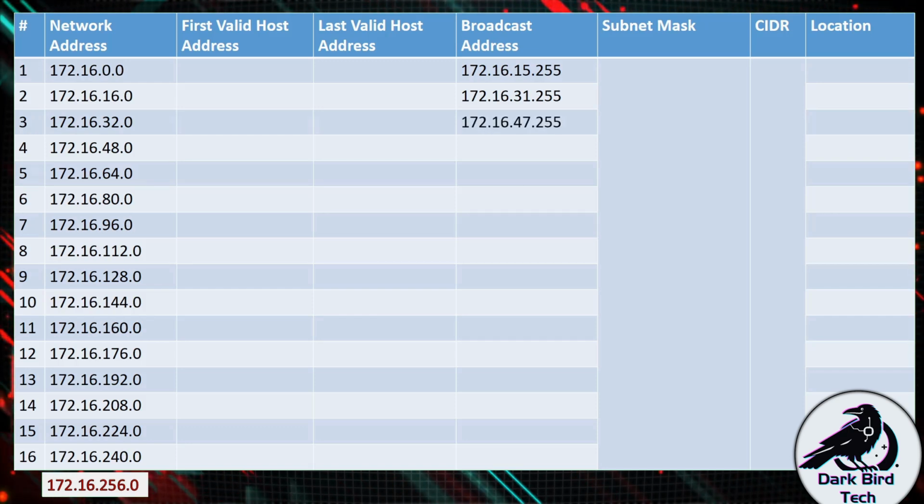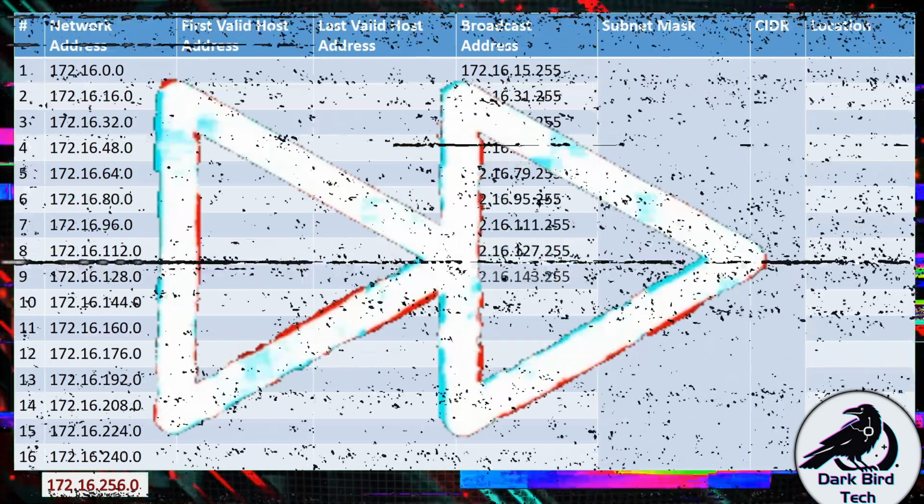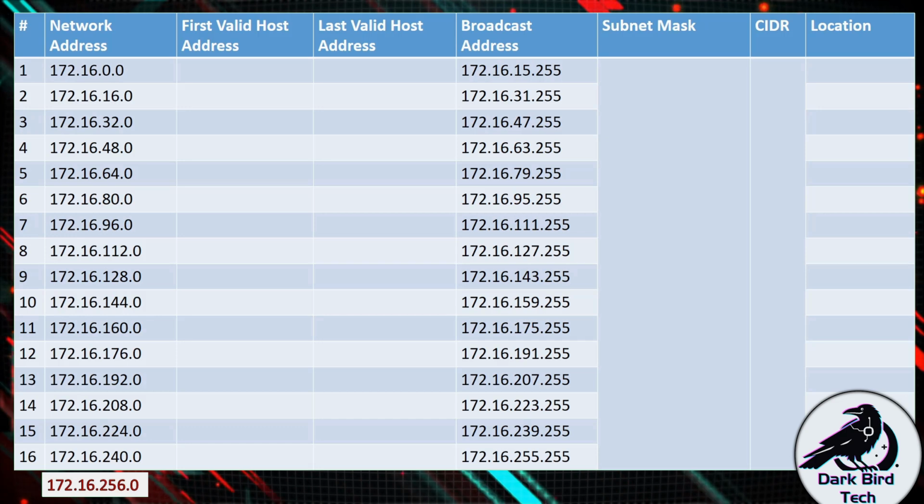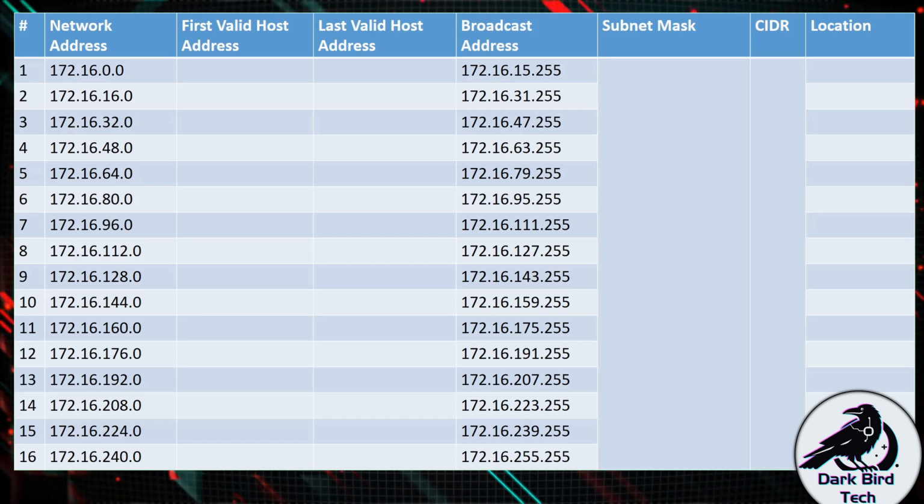Now, if we keep doing that, we will fill out this whole section for the broadcast addresses. And for the last one, if we said 172.16.256 minus 1, that takes me to 172.16.255.255. Fantastic. Now I can scratch out that mistake from earlier. Serves its purpose. It can go away now. So let's work out the valid host addresses.